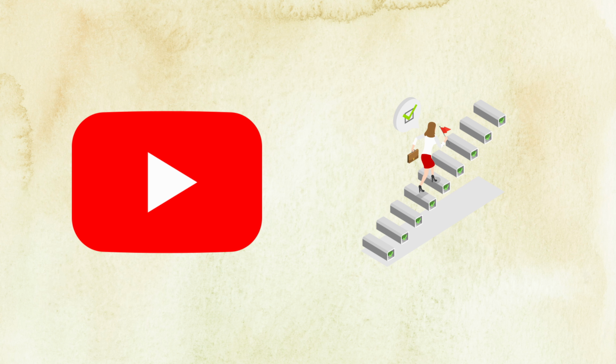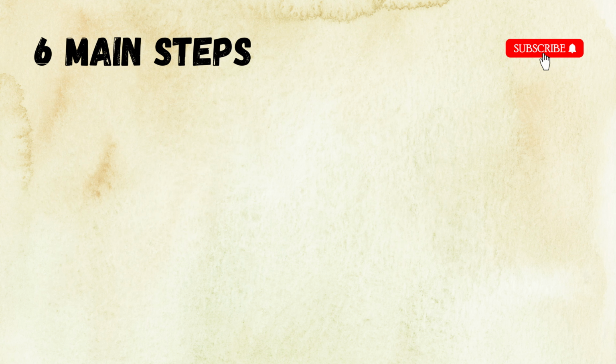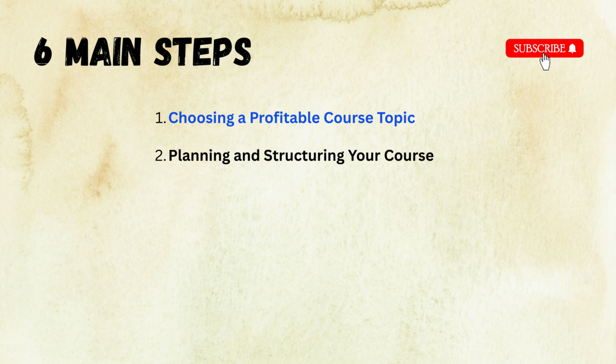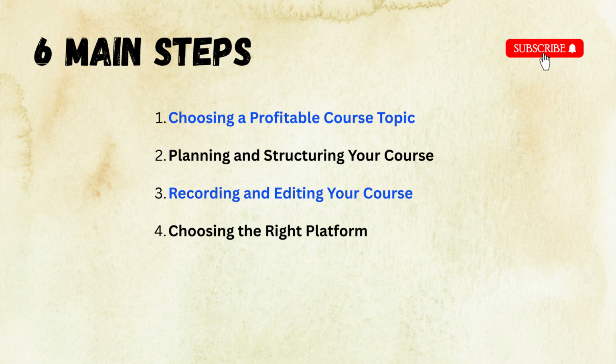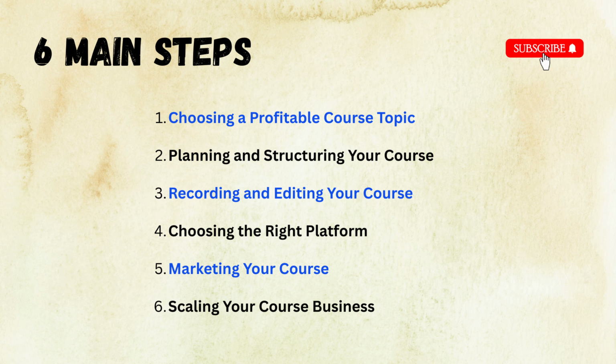Let's dive in. We will discuss the 6 main steps in doing this business. Step 1, choosing a profitable course topic. Step 2, planning and structuring your course. Step 3, recording and editing your course. Step 4, choosing the right platform. Step 5, marketing your course. Step 6, scaling your course business. These are the 6 main steps in doing this business, and let us discuss each one in detail.